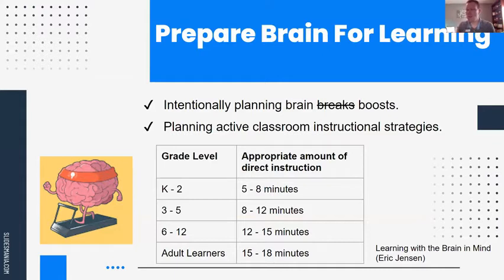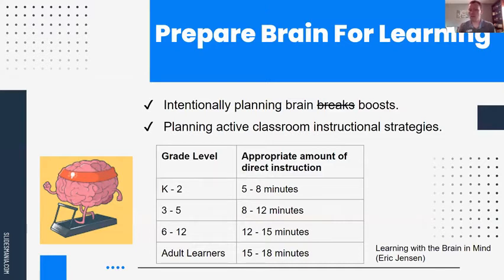You know best as a teacher when those chunks of time are where you really need your students at their best. And we should be intentionally planning some movement or what I like to call a brain boost. A lot of times in the industry, they get called brain breaks. And for me, let's call it what it is. It's a brain boost. It's not giving our brain a break.